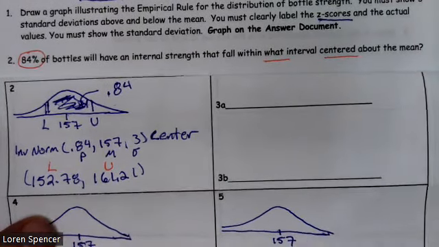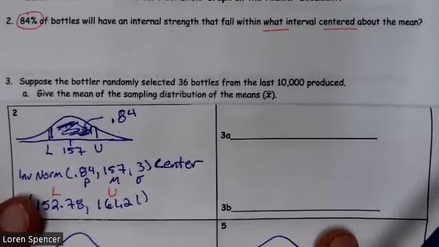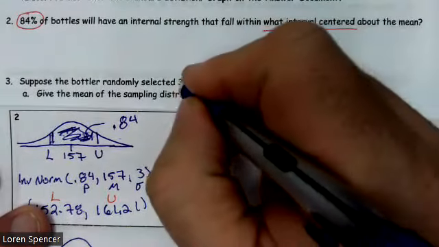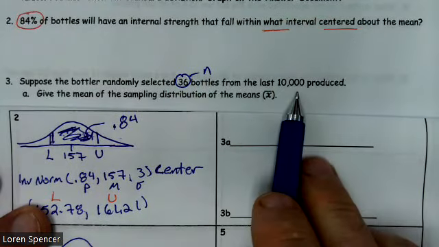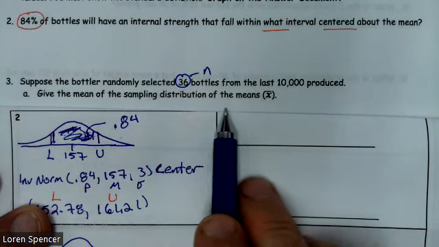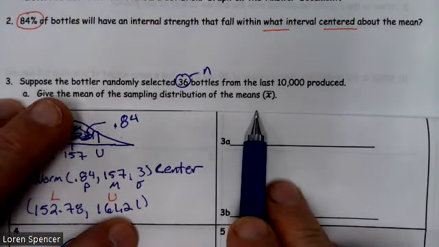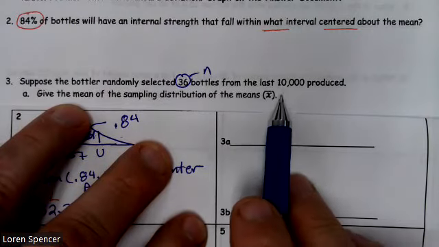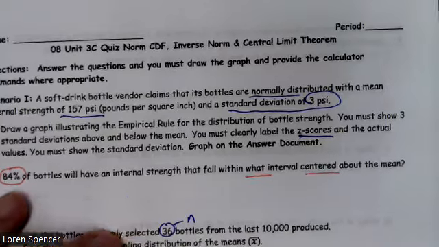All right, the next question. Suppose the bottler randomly selects 36 bottles, so we have a sample size of 36 from the last 10,000 produced. Give the mean and sampling distribution of these sample means. Well, the mean is the mean is the mean, and our mean originally was 157, so it's still 157.